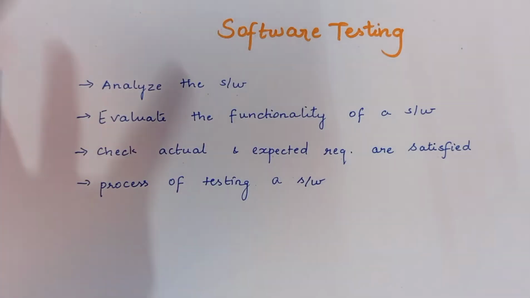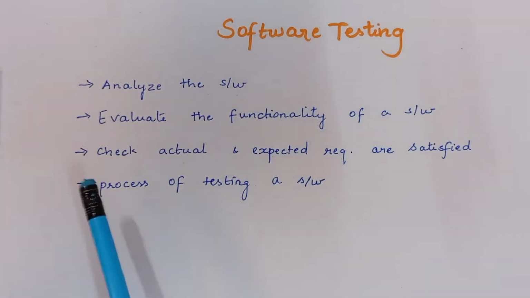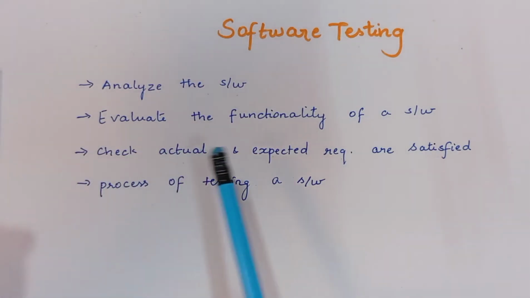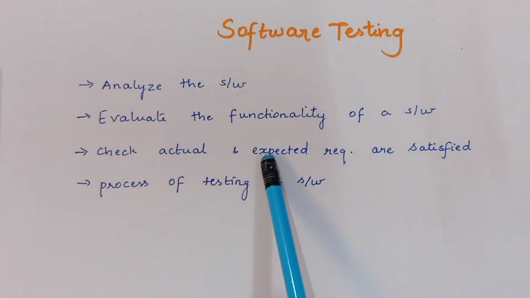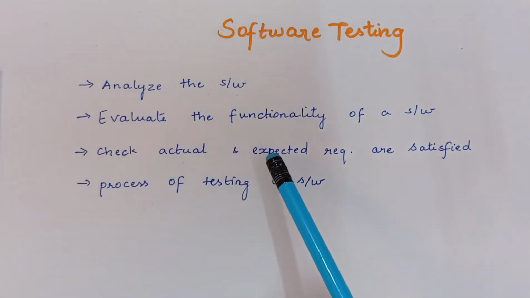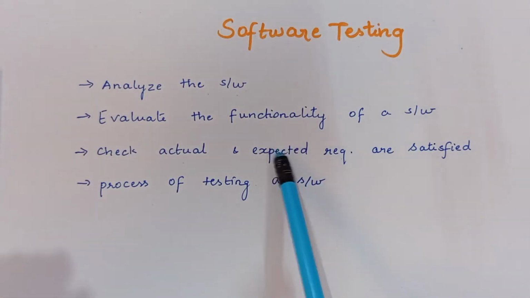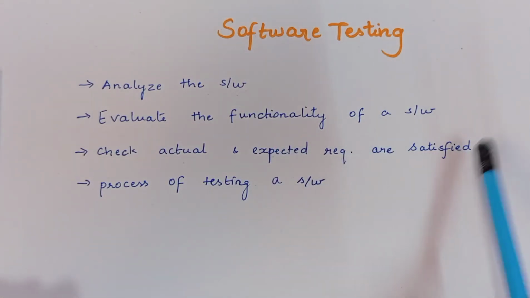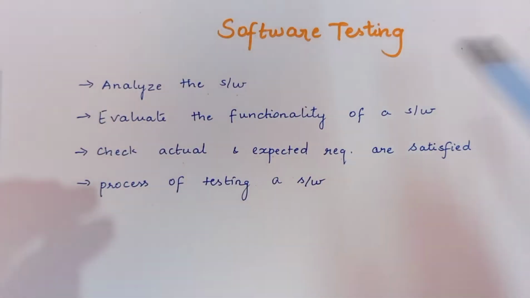The project will have a requirement document which is called the SRS. SRS means system requirement specification. In that file, they will have all the requirements needed for the project. So they will check whether the actual and the expected requirements are satisfied. That is, they will check from that file that the expected requirements are met in the current project.